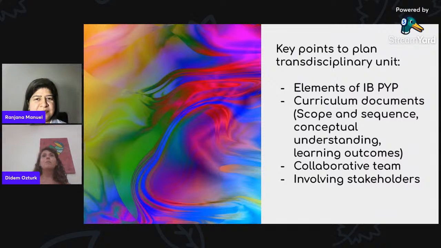Okay. Before I move to the implementation, I want to highlight what we talked about. The key points to plan transdisciplinary units are elements of IB PYP and curriculum documents, all our scope and sequence, conceptual understandings, learning outcomes in the curriculum documents, and a collaborative team, involving stakeholders.